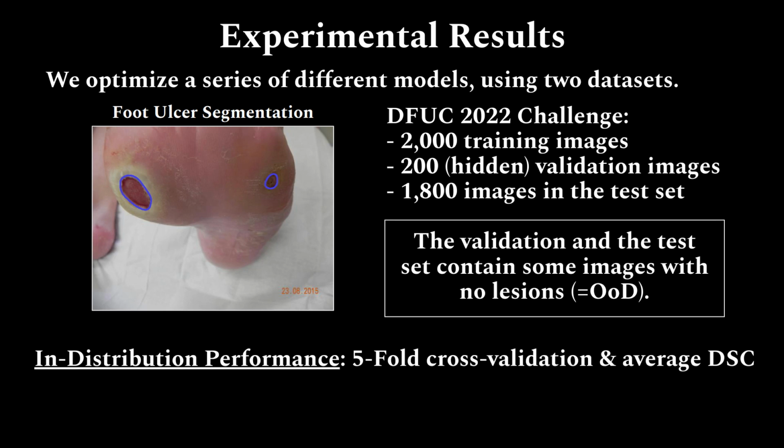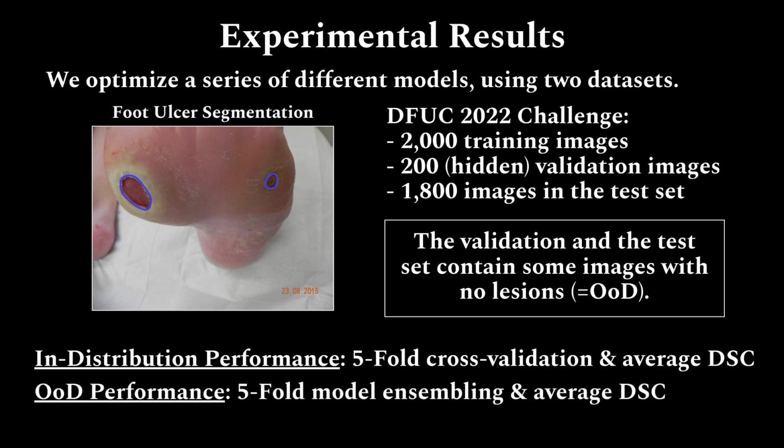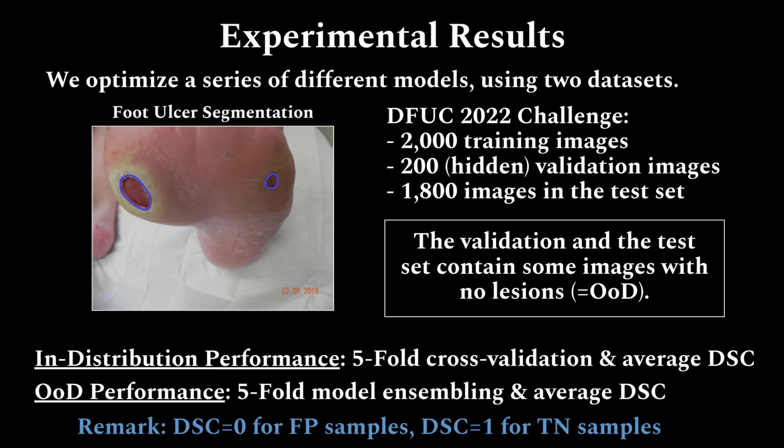In order to assess performance, we just train 5 models in a 5-fold manner, and then average the dice score, the dice similarity coefficient. And this is the in-distribution performance, because we know that there's always a lesion in the training images. Now, for the OOD performance, we submit to the grand challenge an ensemble of the 5 models, and they return to us the average dice score for all the images in the validation set. Now, they also said that the dice score would be 0 for false positives, which means that you say there's a lesion when the image contains no lesion.